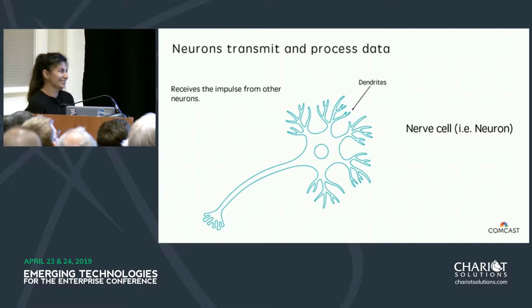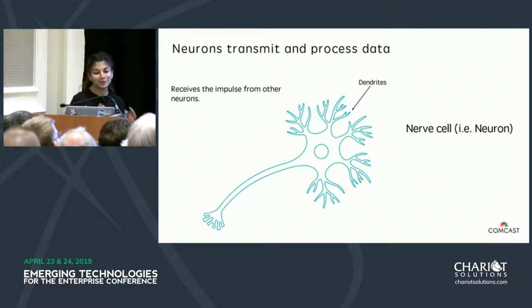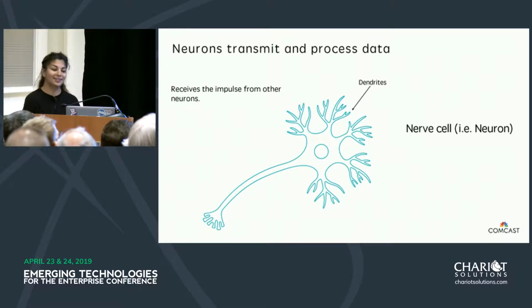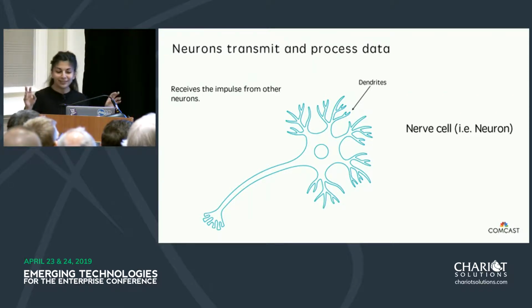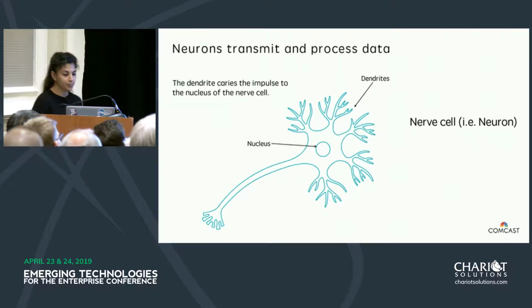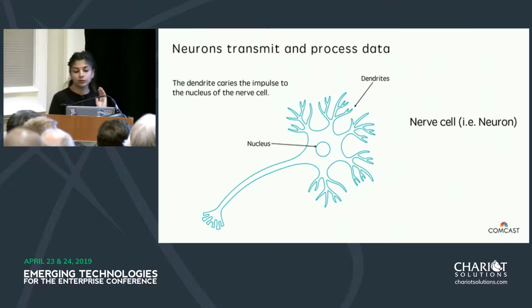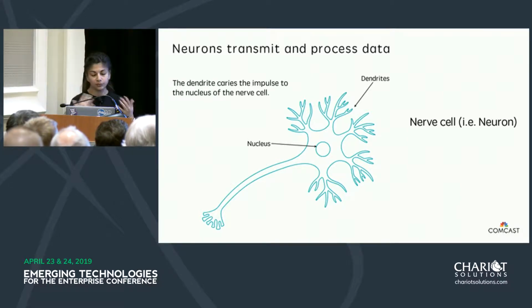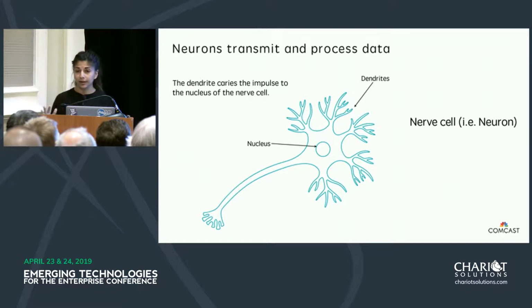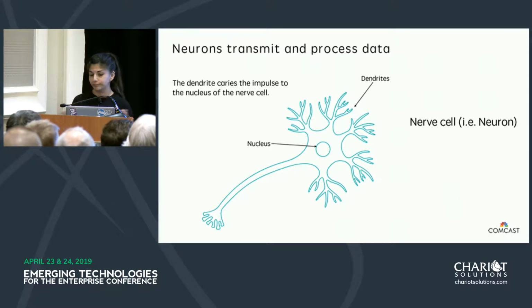This is a nerve cell. This is a neuron. Neurons transmit and process data. They have these things called dendrites, which kind of look like tentacles, and they receive impulses from other neurons. Once dendrites receive this impulse, they carry it to the nucleus of the nerve cell. You'll see the nerve cell right in the middle. The whole reason I'm going over this is to portray how neural networks in the deep learning sense are similar to nerve cells in your brain.